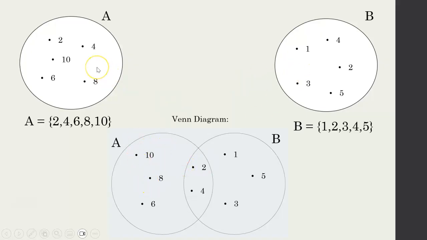So this is if I drew a Venn diagram with A and B. This is the set A of 2, 4, 6, 8, 10. And then this is the set B of 1, 2, 3, 4, 5. So again, you always start off doing your middle bit first. What do they have in common? What do they both have?